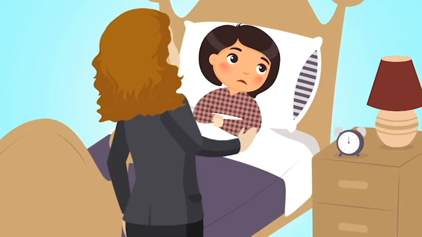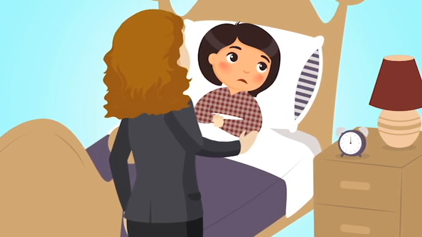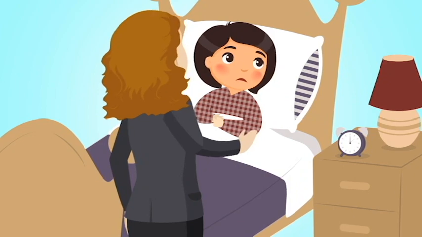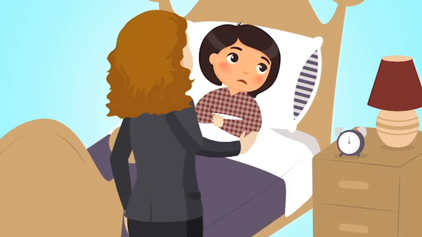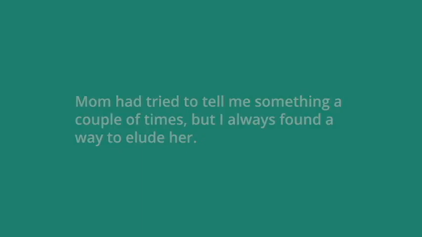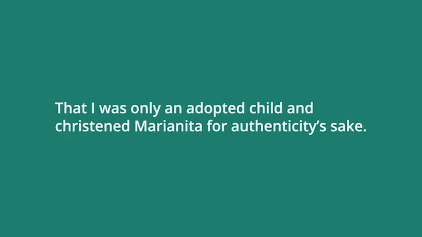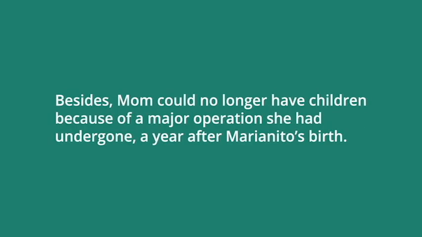Every night, when Sitang tucked me in bed, I would prod her to tell me if I was really my parents' own child or not. I knew that they loved me, but not as much as they loved Marianito. Mom had tried to tell me something a couple of times, but I always found a way to elude her. I was afraid it would be a revelation of my true identity, that I was not their own flesh and blood, but somebody else's. That I was only an adopted child and christened Marianita for authenticity's sake. Besides, Mom could no longer have children because of a major operation she had undergone, a year after Marianito's birth.